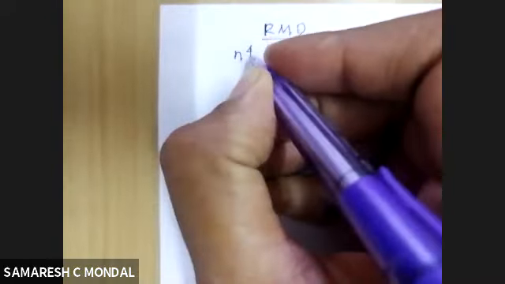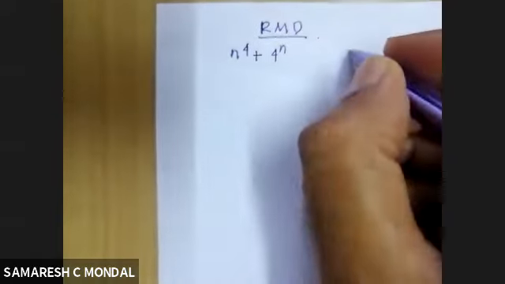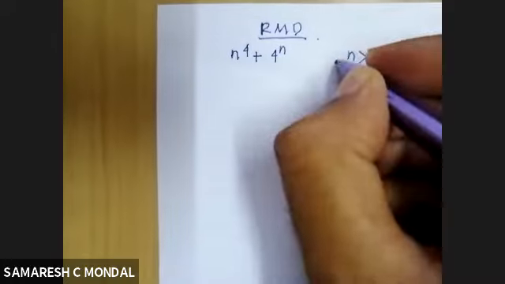So I'm going to discuss one: n to the power 4 plus 4 to the power n, where n is greater than 1.